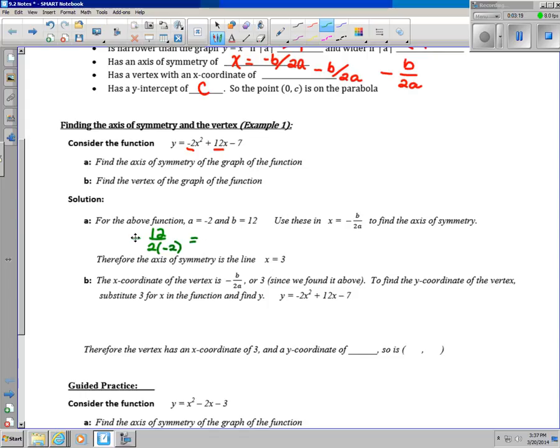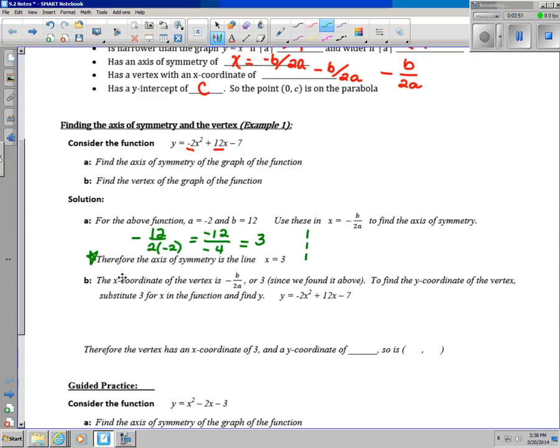So I'm going to move the negative up here with the 12. And then 2 times negative 2 is negative 4. And then negative 12 divided by negative 4 is positive 3. So as this statement says right here, the axis of symmetry is the line x equals 3. It will always be a vertical line, a line that goes up and down. And when we graph it, we'll graph it with a dash. But it'll always be a vertical line that divides the parabola in half.